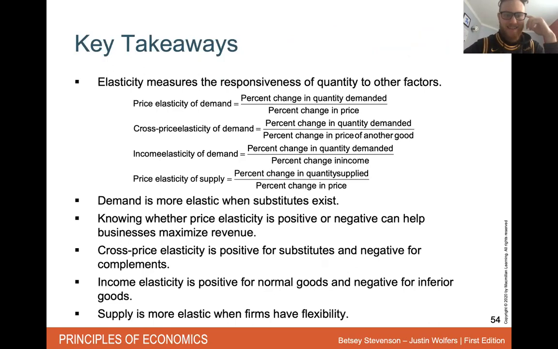Key takeaways. Elasticity measures the responsiveness of quantity to other factors. And here's a quick look at 4 formulas that you are going to need to know. Demand is more elastic when substitutes exist. Knowing whether price elasticity is positive or negative can help businesses maximize revenue. Cross-price elasticity is positive for substitutes and negative for complements. Income elasticity is positive for normal goods and negative for inferior goods. And supply is more elastic when firms have flexibility.